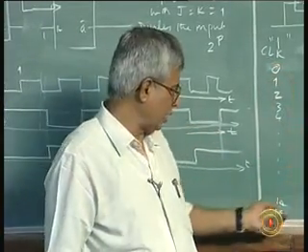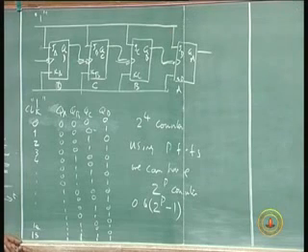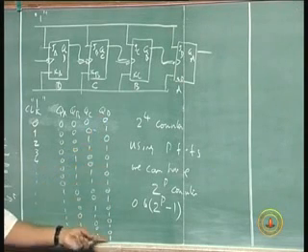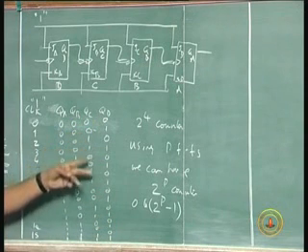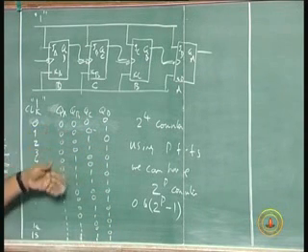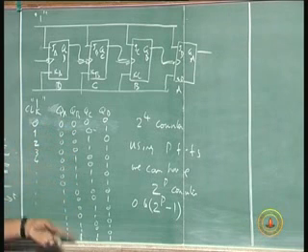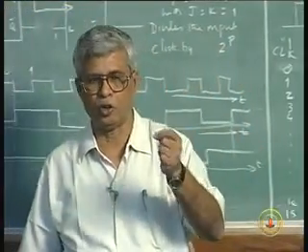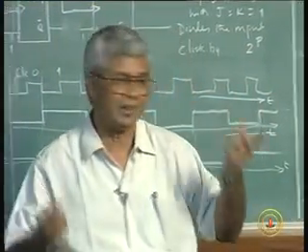If I try to give the 16th clock pulse, what will happen? This will become 0 because this is 0, 1, 0, 1, 0, 1, so this will be 0. 0, 0, 1, 1, 0, 0, 1, 1, so next will be 0. 4 zeros, 4 ones, 4 zeros, 4 ones, so this will be 0. 8 zeros, 8 ones, so this will be zero. So the 16th clock pulse will revert it back to 0, 0, 0, 0. Again I start counting.